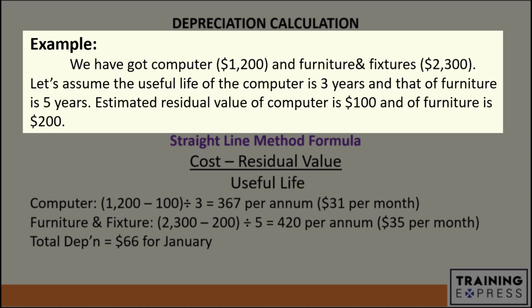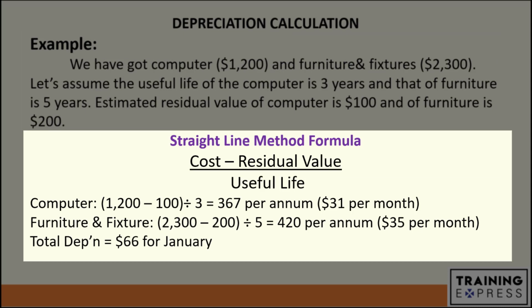We have got computer of $1,200 and furniture and fixtures of $2,300 in our trial balance. Now let's assume the useful life of the computer is 3 years and that of furniture is 5 years. Estimated residual value of the computer is $100 and of furniture is $200.